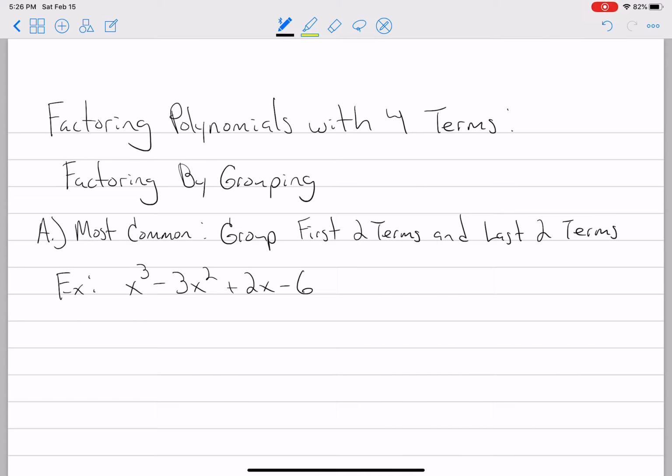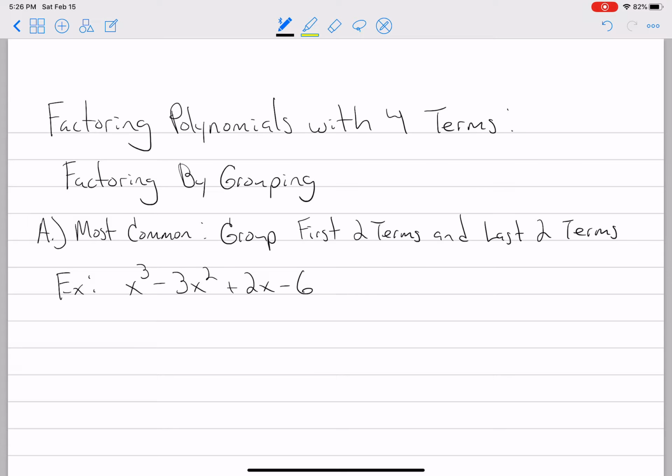I'm back. Let's do some factoring of polynomials with 4 terms. Factoring by grouping. Here's the thing. You better make sure that you have written all of these words down because I am going to be checking them in class. If the words aren't there, I'm not going to give you credit because I'm horrible like that.